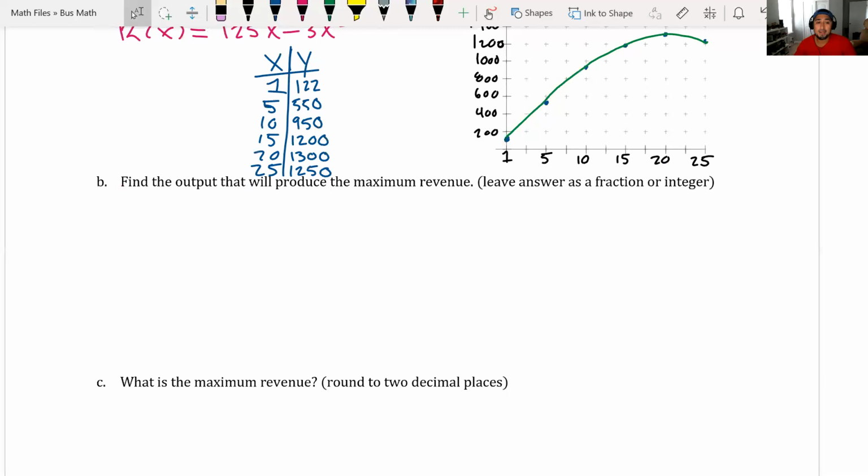All right, find the output that would produce the maximum revenue. Okay, so when you are asked this question, all it wants is the H value from the vertex. Find the output that would produce the maximum revenue. All this is asking is say, hey, find the H value from the vertex.